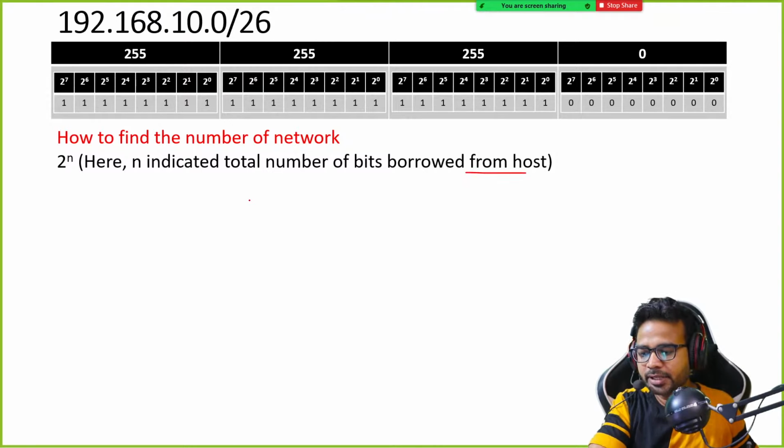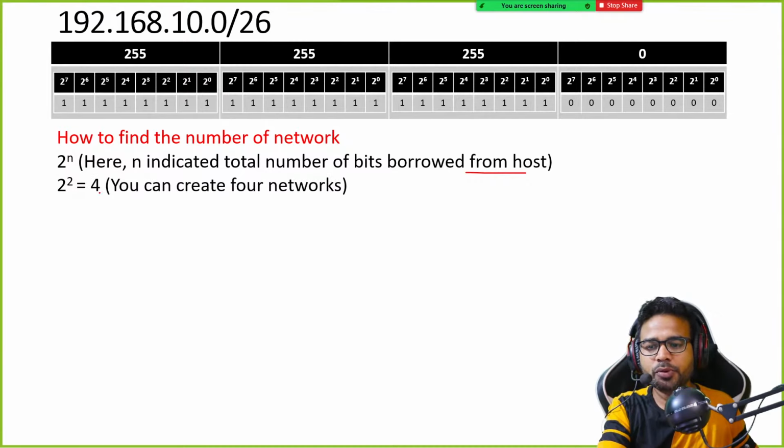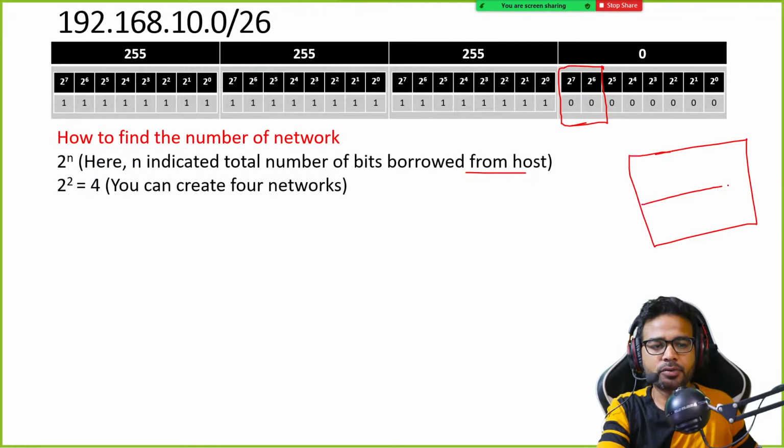So the correct answer will be 2 to the power 2, which is equal to 4. Here we have only borrowed 2 bits from the host, right? So the correct answer will be 2 to the power 2, which is equal to 4. Means here you will get 4 different networks. Got it? Here you will get 4 networks.